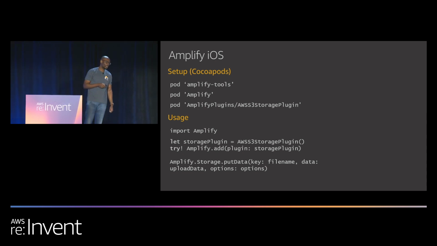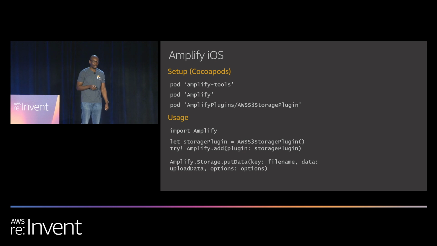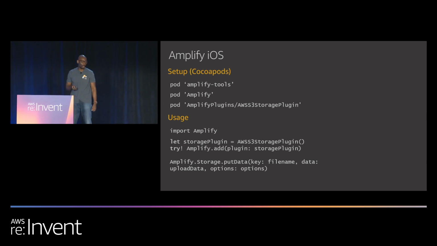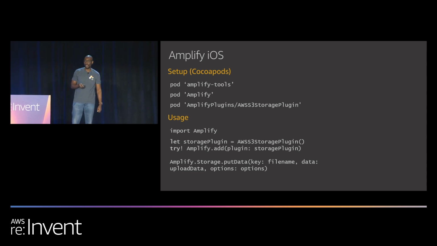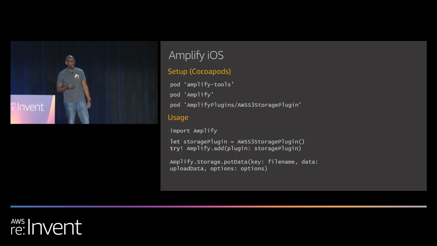We're essentially releasing CocoaPods. Some of those will be released a bit later this month. But to get started with them is really easy. You just need to specify the pods, Amplify tools, Amplify, and then you specify the plugins that you want to use. Remember that we are focused around category behaviors, but we have the plugins to essentially implement those behaviors.